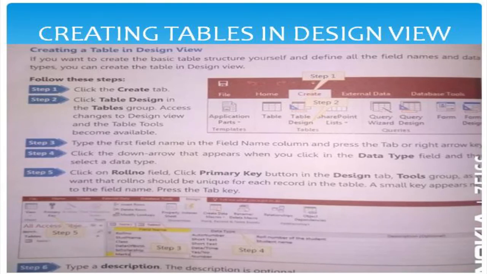Click on primary key, and see, a lock symbol has come. Now we need to save this table. Right here, instead of student form I'm writing student data, and click on OK. See, now right click, close. Now I want to see this one, right click, open. See, we have created it in design view, but now we are seeing it in datasheet view. For example, now I am entering.